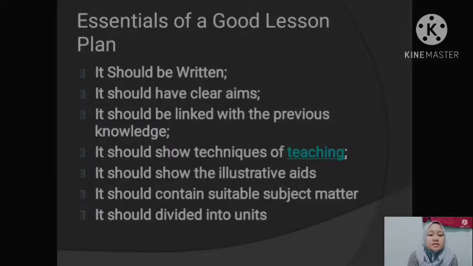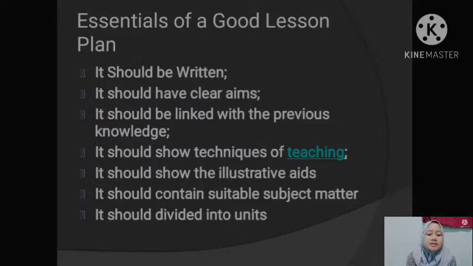And the fourth is it should show the technique of teaching. It should state clearly the various steps that the teacher is going to take and also the various questions that he will ask. And the next, it should show the illustrative aids. The illustrative aids to be used should be shown in the lesson plan.